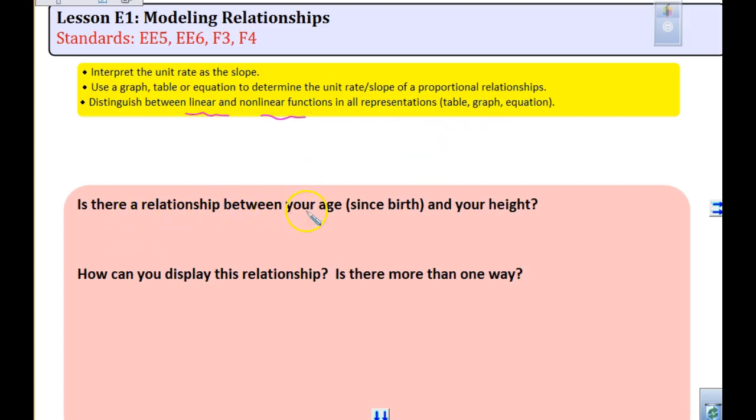So, is there a relationship if you think of your age since birth and your height? And let's just go from age from birth till you are about 5 years old. Do you think there's a relationship that as you age, your height changes? Yeah. From when you were born. What would you say that relationship is? Is it increasing? It is increasing.